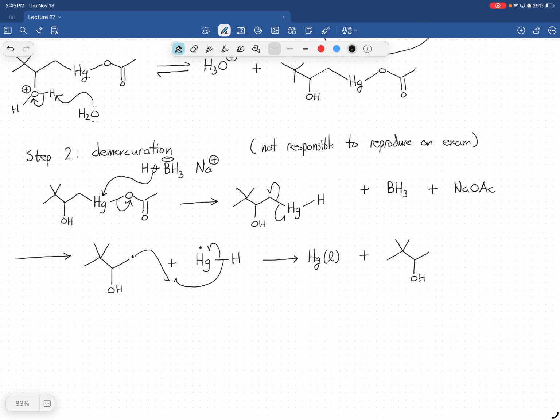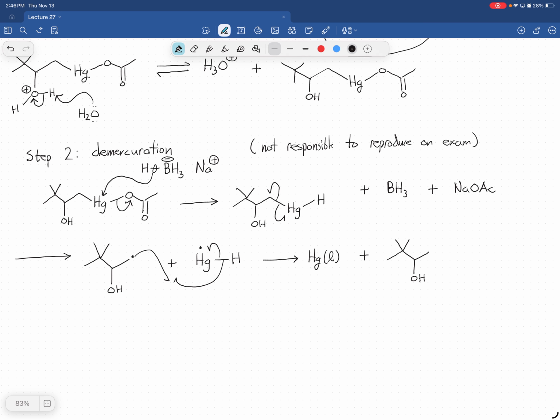All right. Give a minute or two to finish writing. But any questions about that mechanism? When I was a student, I didn't know what the mechanism was, so it always bugged me until I found out it was actually a radical mechanism. Okay. So that's how demercuration works.